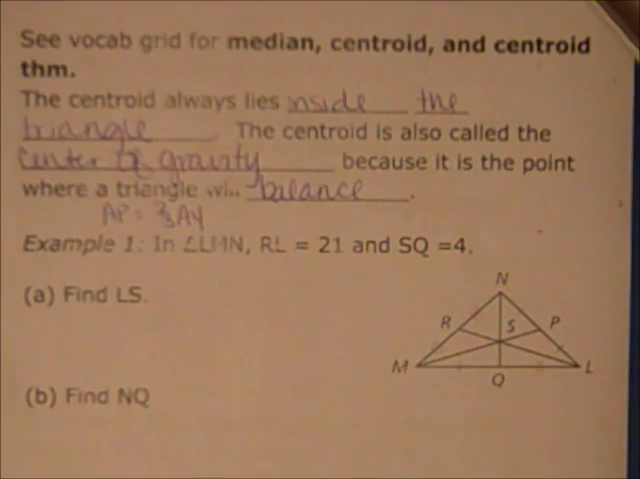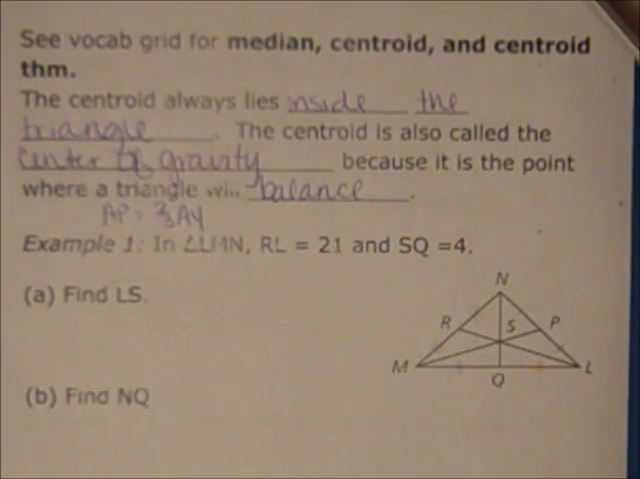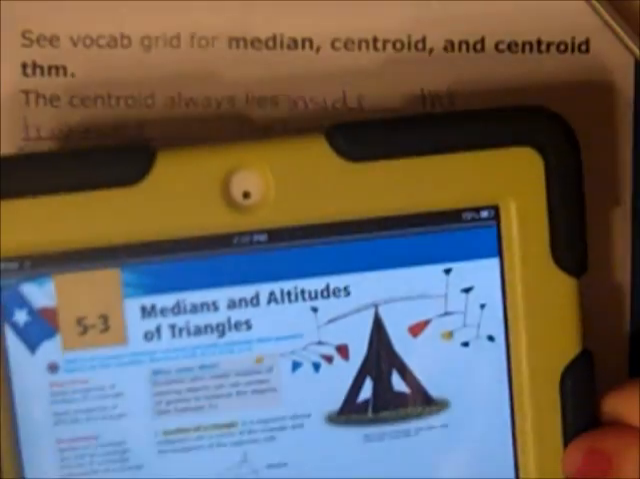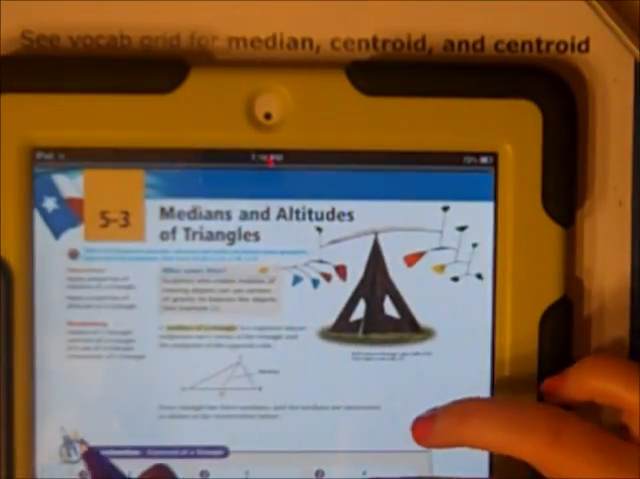Now, 5.3 has traditionally been a very difficult section because there's so much vocabulary and so much algebra. Hopefully the algebra won't be an issue for y'all since you had a decent year last year. But let's look at some vocabulary.